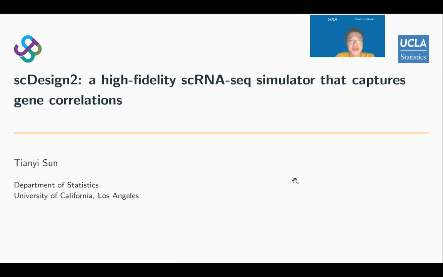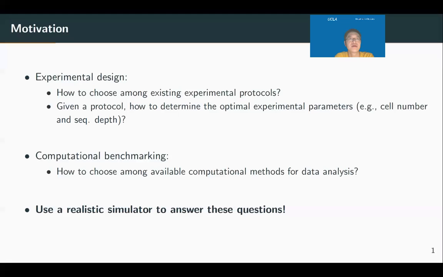Hello everyone, my name is Tianyi, and today I'm going to give a brief introduction of our project, which is scDesign2, a high-fidelity scRNA-seq simulator that captures gene correlations. So first, let me talk about the motivation for this project.